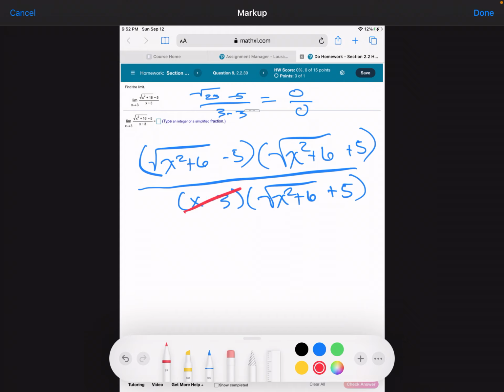Actually, I kind of want to look at this one now. Oh, that's why it was messing me up. I was like, why doesn't it look like it's going to work? Okay, never mind. There it goes.